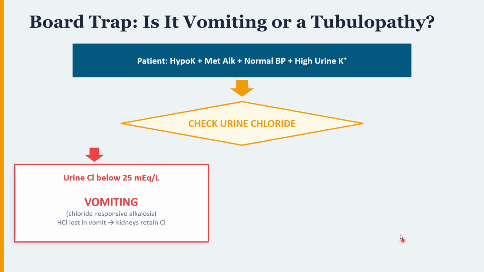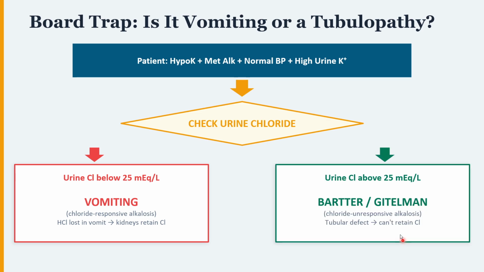In Bartter and Gitelman, the tubular defect means the kidneys cannot retain chloride. The urine chloride will be high, above 25. This is a chloride-unresponsive alkalosis. Saline won't fix it because the chloride goes right back out. The urine chloride is the key differentiator when vomiting mimics a tubulopathy, and boards will test this, sometimes with a patient who denies vomiting but is secretly purging.